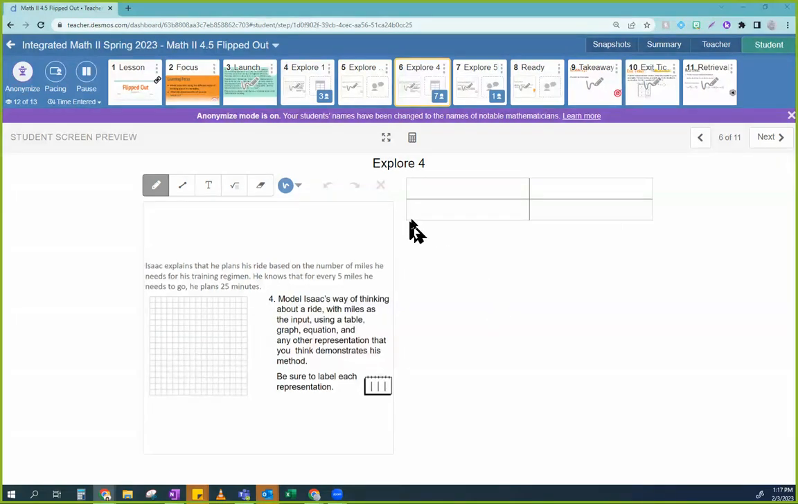Okay, so for this one, you had to switch them. This one is for every 5 miles, so this is going to be miles. Notice how this is reversed, they switched places, and this one's going to be minutes. Here it says Isaac explains that he plans his bike rides based on the number of miles. So he knows that for every 5 miles, 5 goes here, he plans on riding 25 minutes. So if that's true, what else is true?